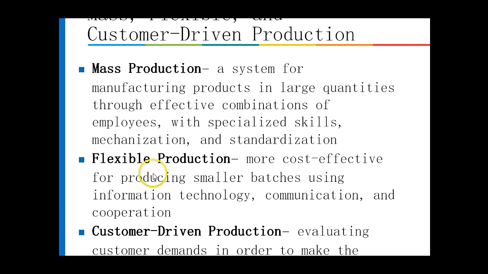Flexible production is cost effective, but it does things in a batch type of technology, and it also uses information technology to be more creative and flexible in what they produce and how it is produced. Customer driven really does work well in the service oriented, but it is also important in products manufactured. But basically, it's geared on the demands of the customer, what they want, when they want, and how they want it made. Very, very important.